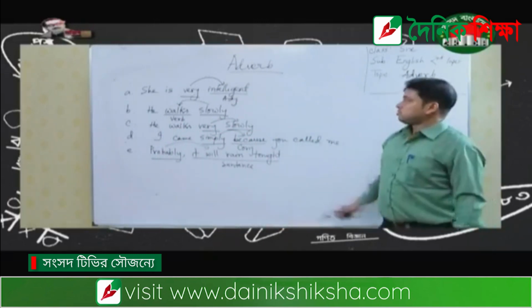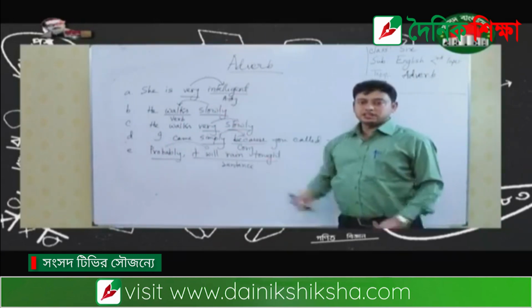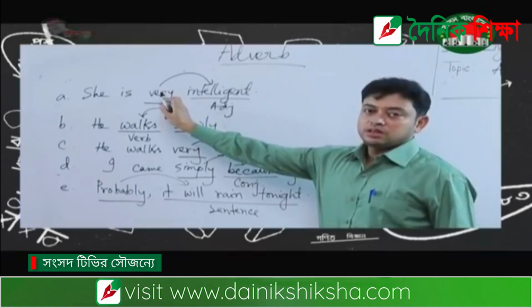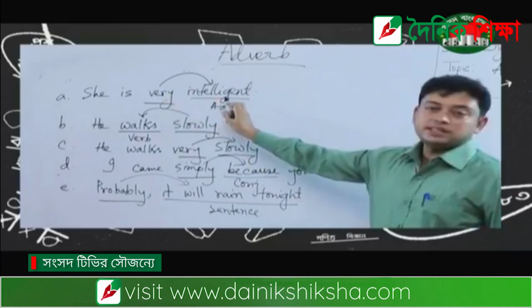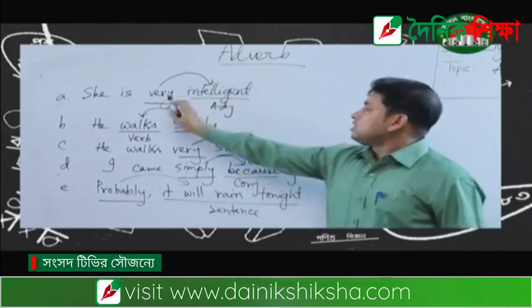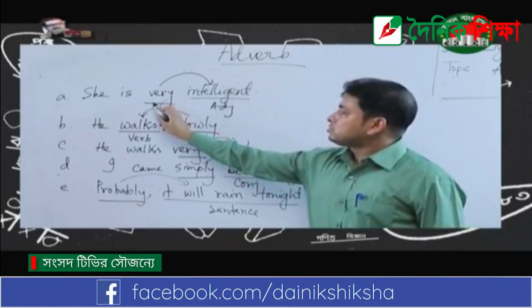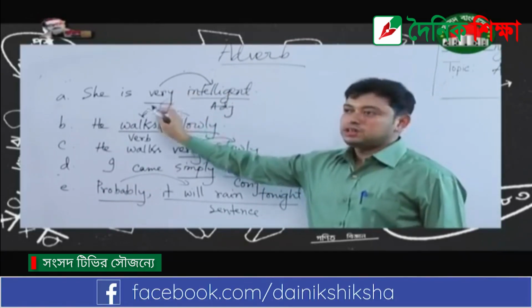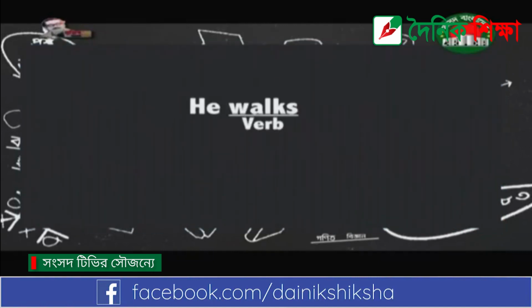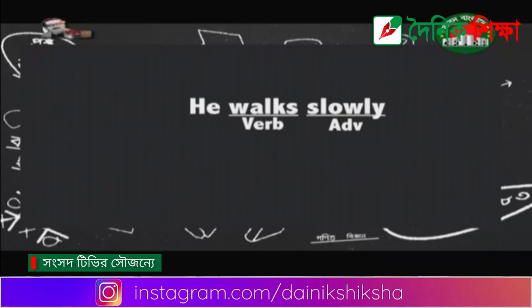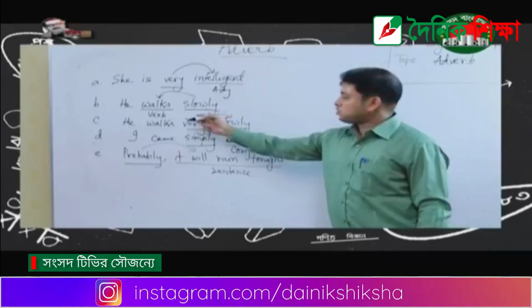Number 1 is, she is very intelligent. In this sentence, very is modifying the word intelligent. As intelligent is an adjective, very becomes an adverb, because it is modifying an adjective. Another is, he walks slowly. Here the word walks is a verb. Now the verb is being modified by slowly, that's why slowly is an adverb.